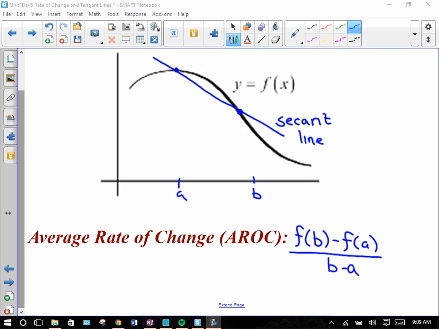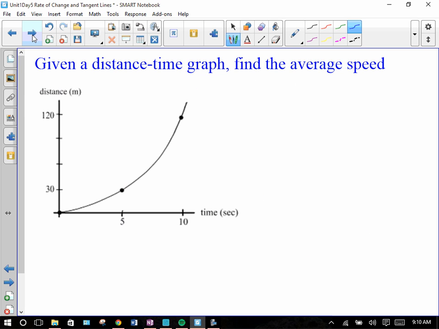Now, our goal here is we don't want an average rate of change. We eventually want to get to the point where we are finding the slope of this function at this point. In order to do that, we're going to have to get to finding the slope of tangent lines. So we figured out that the average rate of change is f of b minus f of a divided by b minus a.